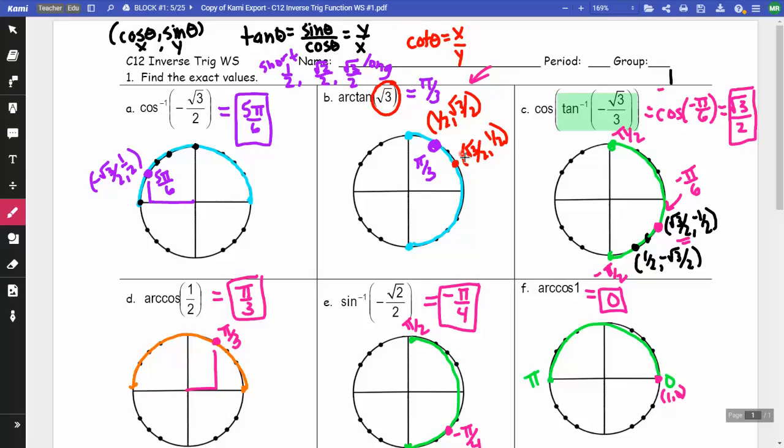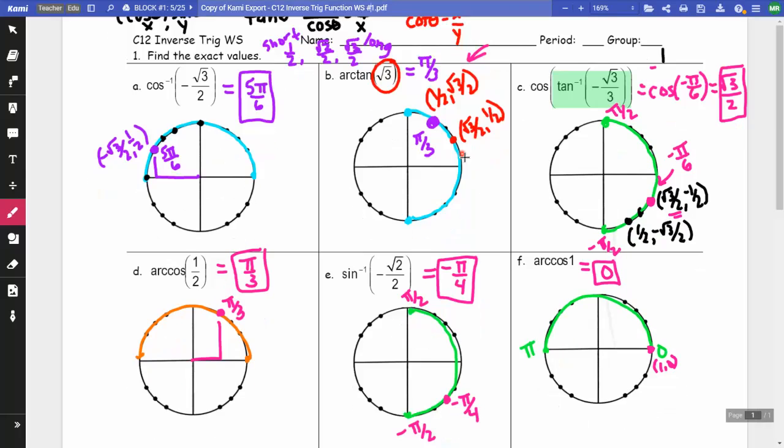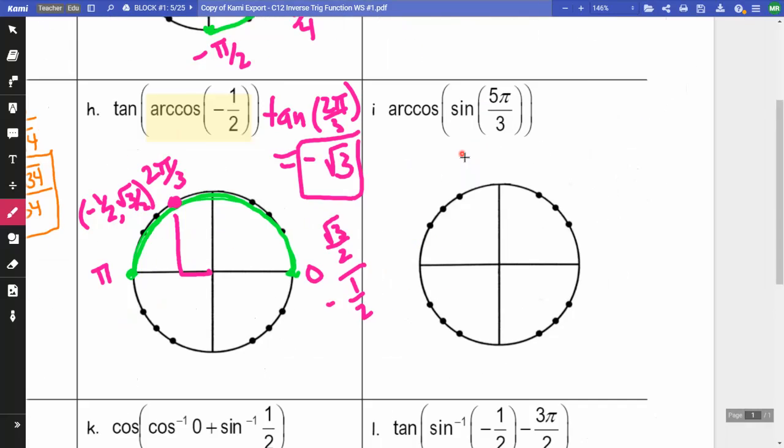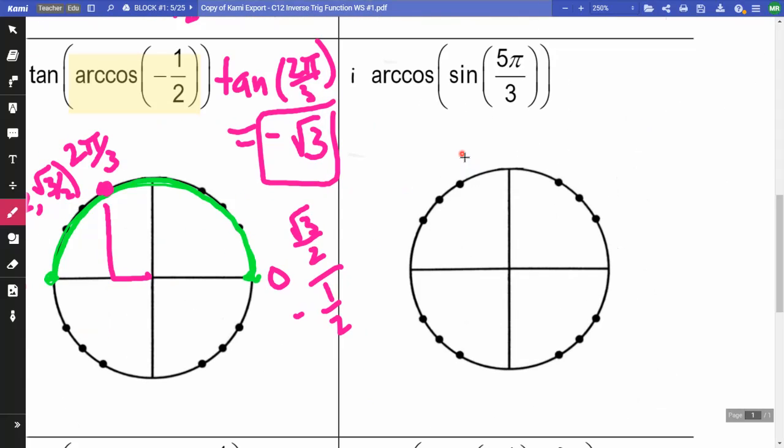So this video is for block number 1, Tuesday, May 25th, the classwork, the chapter 12 inverse worksheet number 1. And I'm working on the ones we didn't finish in class, which is I, J, K, and L. I'll make a second video on the homework.